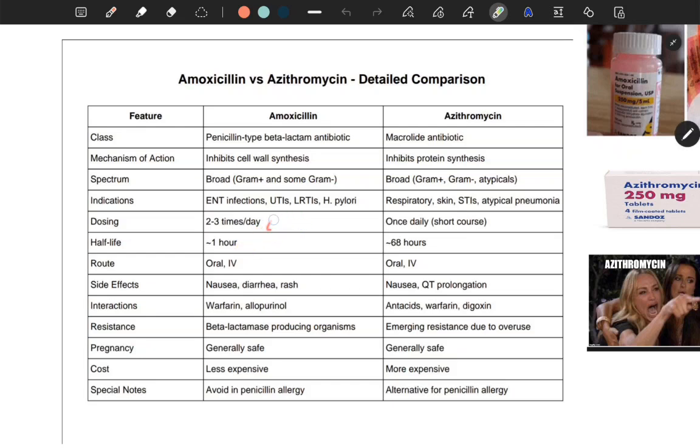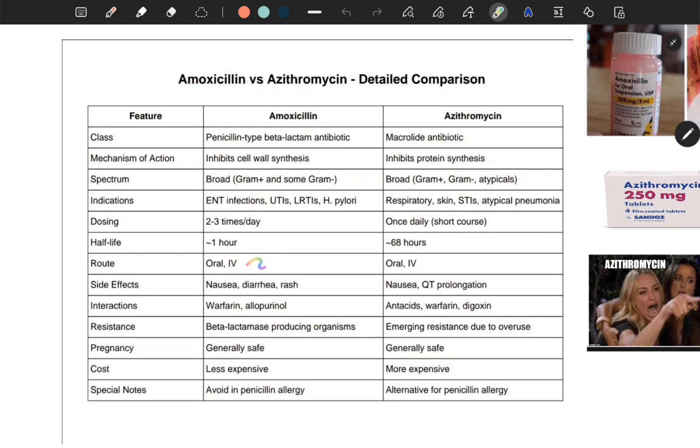Dosing: amoxicillin is 2 to 3 times a day, while here only once a day you need, and a short course, maximum 3 days, somewhat 7 days. Half life: for amoxicillin it is 1 hour, and this is where azithromycin comes in with a 68 hour half life. So it stays longer in your body because the half life is 68 hours.